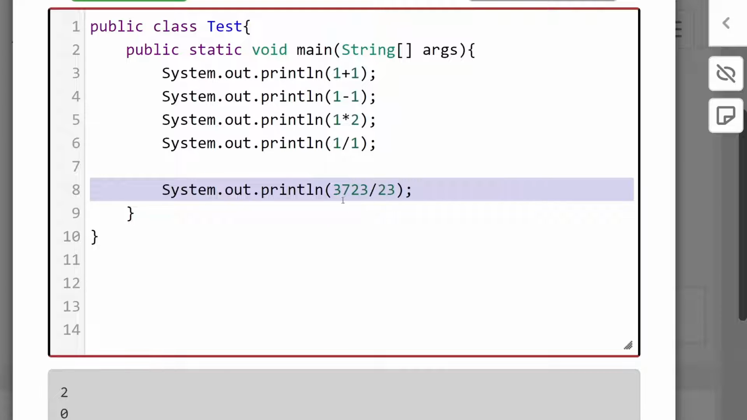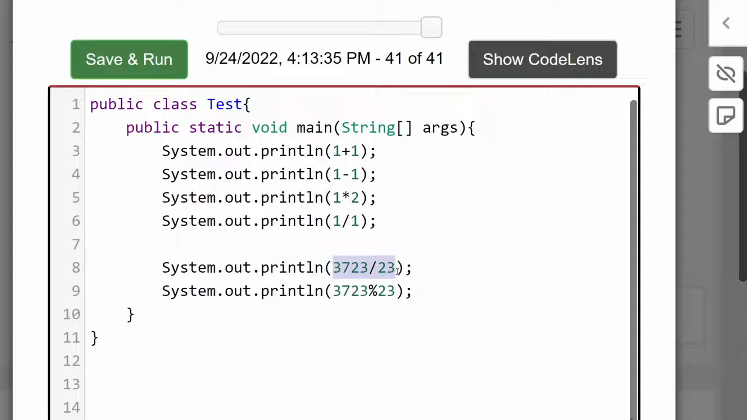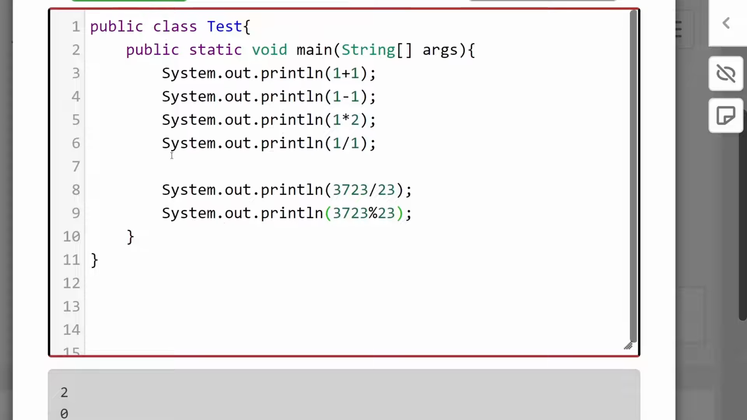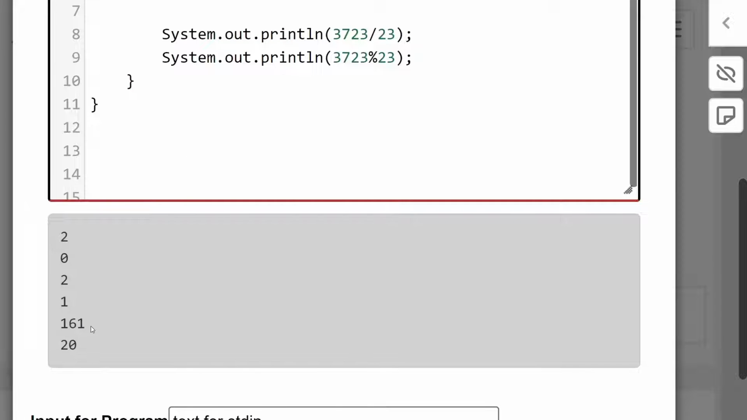Okay, so we have 3,723 divided by 23, and we have 3,723 modulus 23. So basically, the first expression is going to divide 23 into 3,723 and return to us the quotient, and this expression is going to return to us the remainder. So once we do this, you'll see that 161 is the quotient and 20 is the remainder.